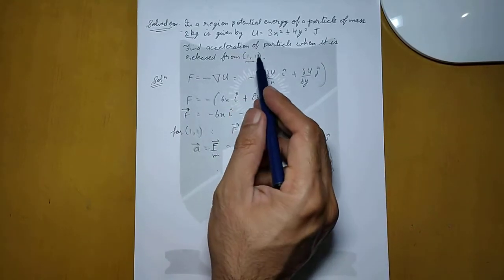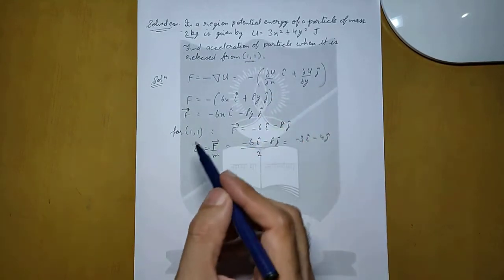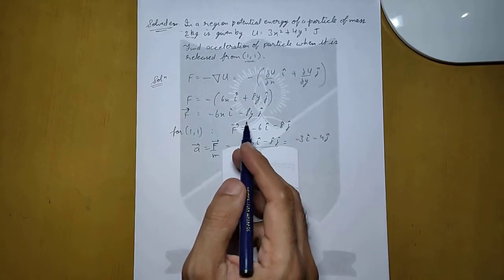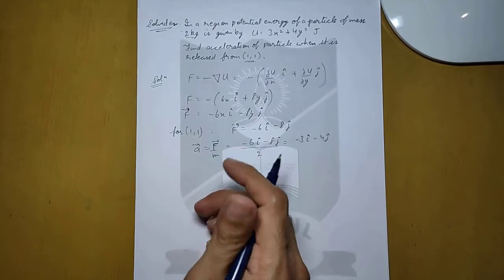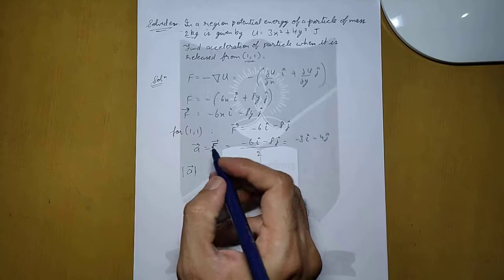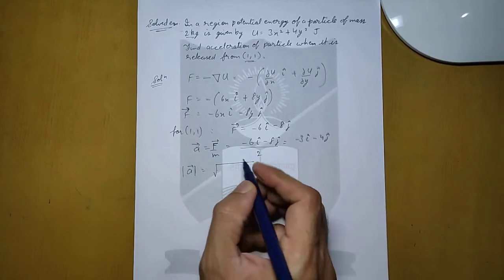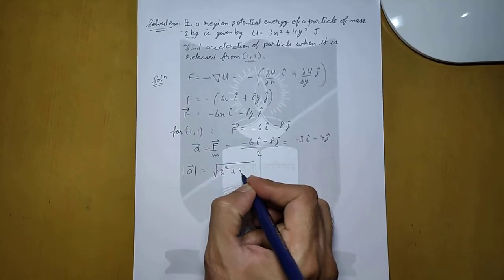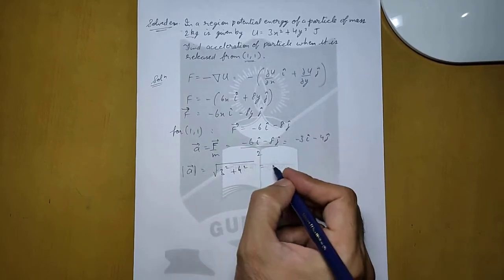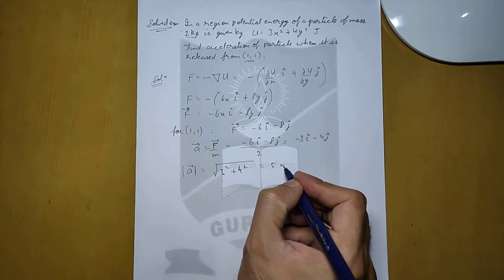Although it is not given here whether we have to further solve it to find magnitude and direction, let us just assume that if everything about the acceleration is to be known, then the second thing will be the magnitude of acceleration. The magnitude of acceleration will be equal to root of 3 square plus 4 square, which is 9 plus 16, so 25. So it will be 5 meter per second square.